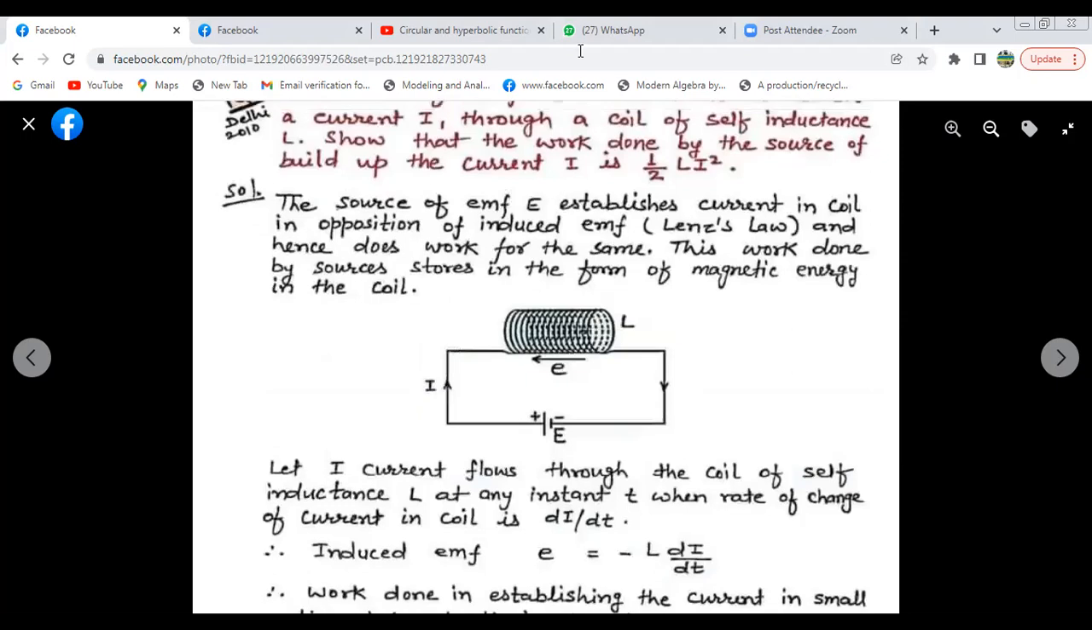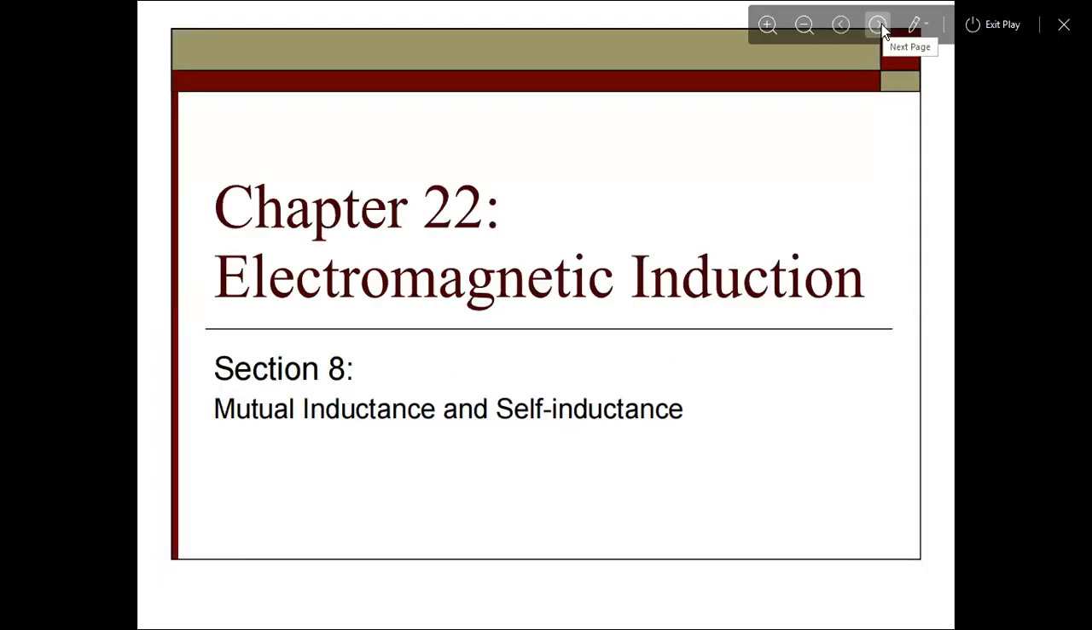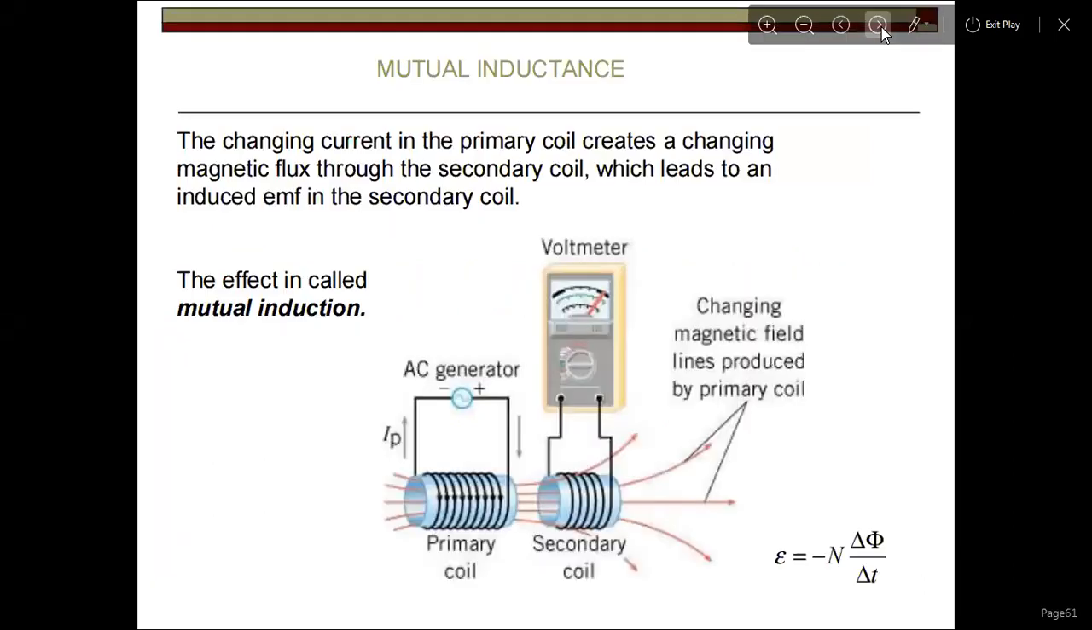This is the example. So, the definitions of electromagnetic induction, mutual inductance and self-inductance are very important. First of all, what is mutual inductance? The changing current in the primary coil creates a change in magnetic flux through a secondary coil, which leads to an induced EMF in the secondary coil. Then the effect is called mutual induction.